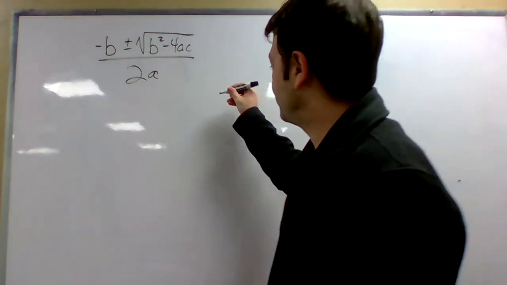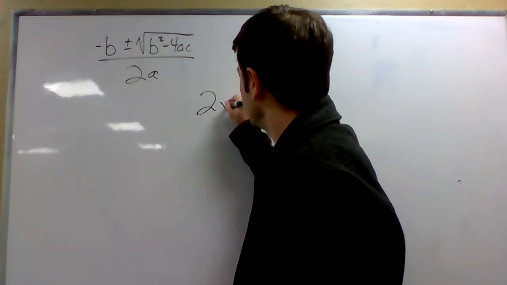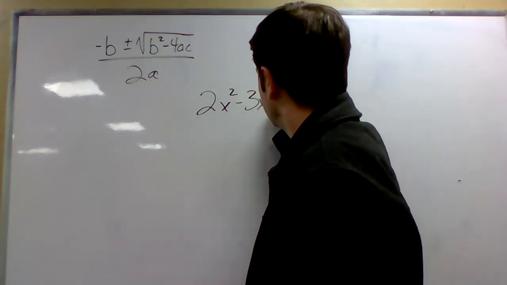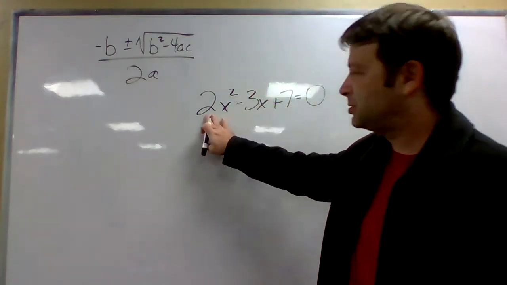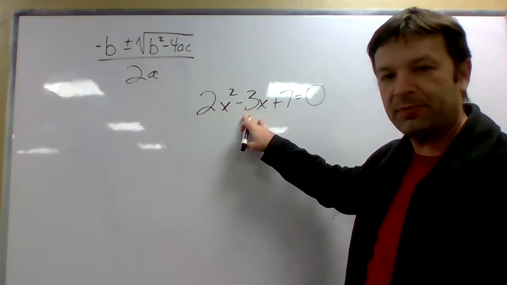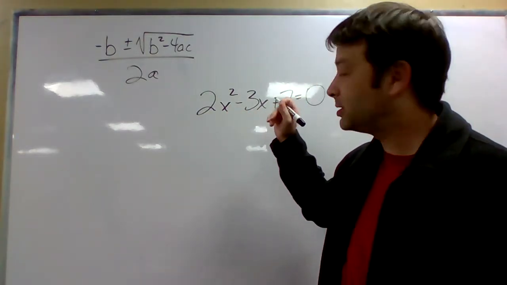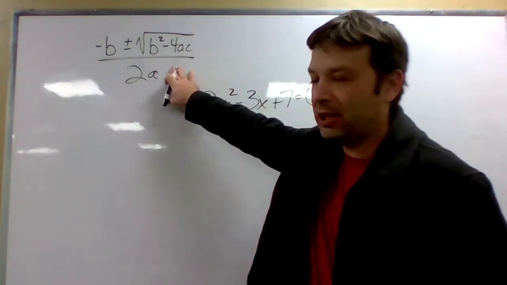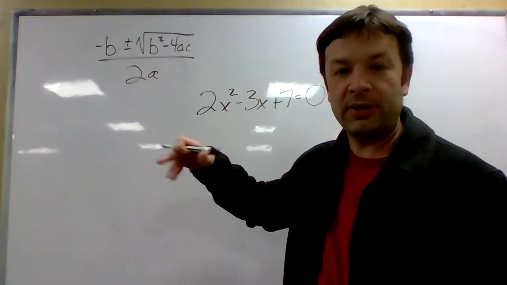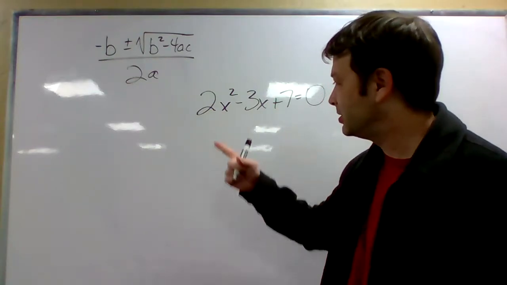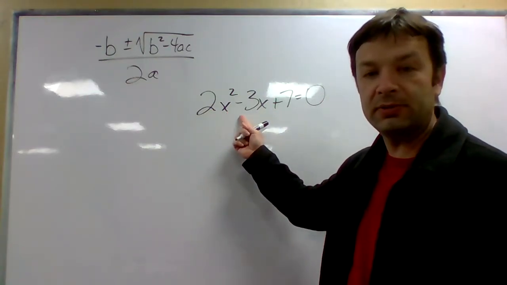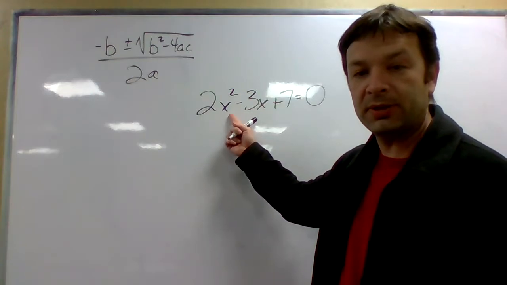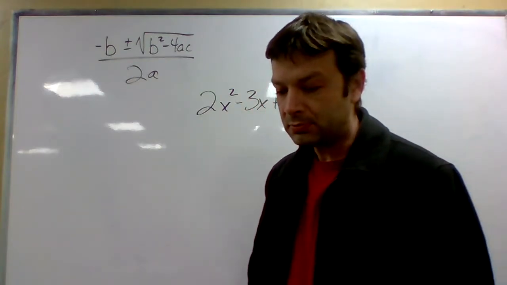of, for example, 2x squared minus 3x plus 7. Two would be your a, negative 3 is your b, 7 is your c. That would be an example. And you plug those numbers in up here, work it out. That gives you two answers for this equation. Normally, quadratic equations have two answers.